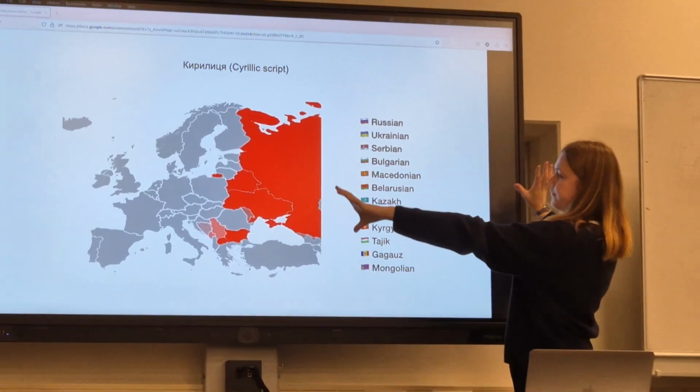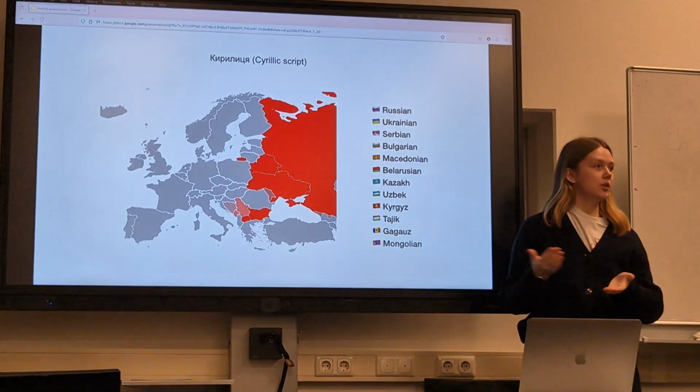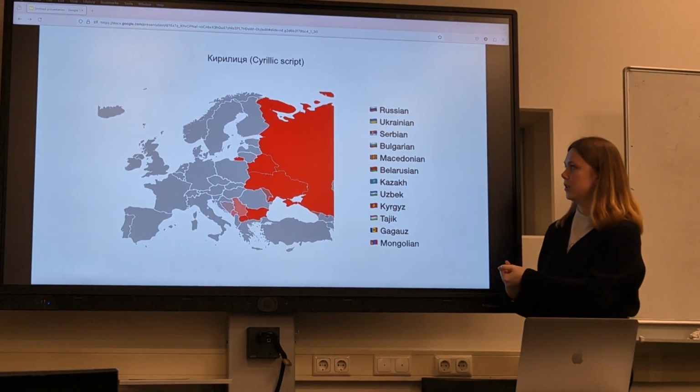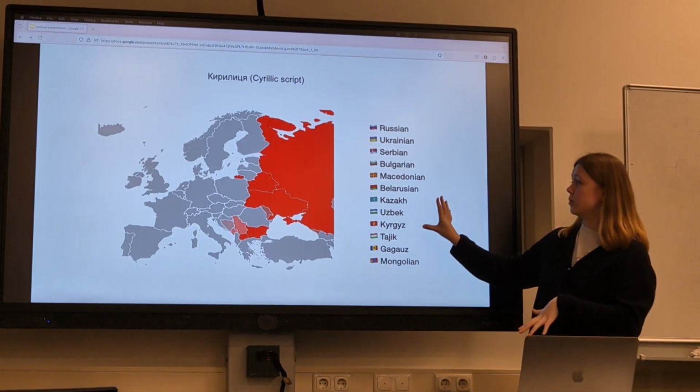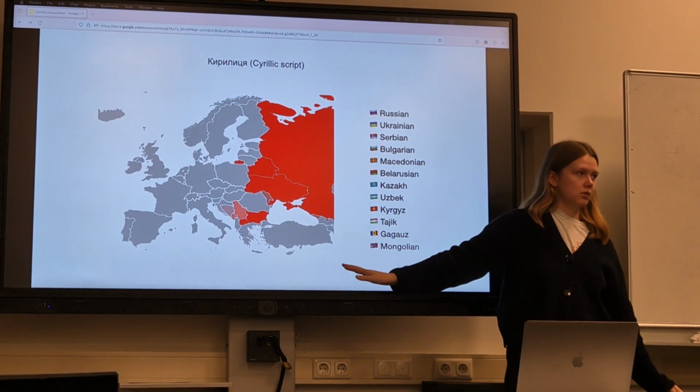Later we will see in which countries and in which languages they use Cyrillic script. Most of it is in Eastern Europe, but also North Macedonia, and there they also use Cyrillic script.